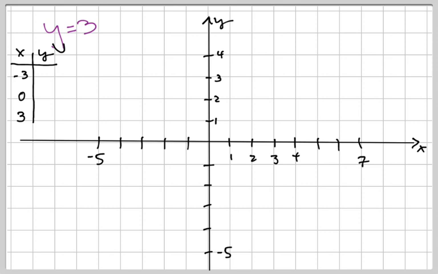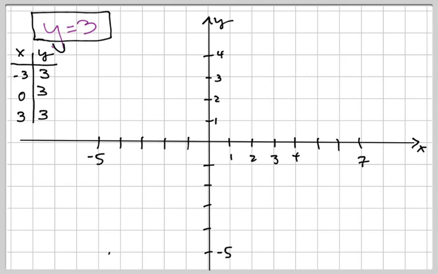If x is 0, what is y? 3. If x is positive 3, what is y? It has to be 3. If x is donuts, what is y? 3. This is the equation that I gave you. If x is a billion, what is y? 3. It's always going to be 3, but based on these points, let me graph it and see what kind of line we get.